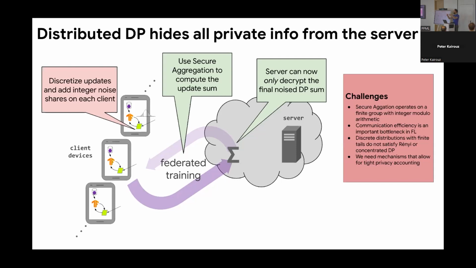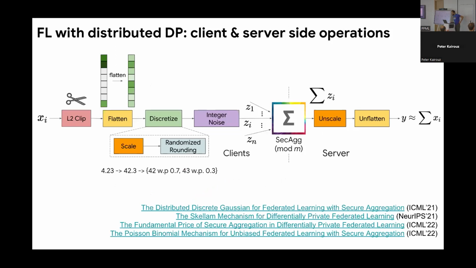And so how do we analyze the sum of these integer noise shares that we're going to add to get that proper DP guarantee? How do we do tight composition with that kind of noise? There are so many challenges. It took us several years. And so I'm going to quickly overview how we did it and how we think about it.